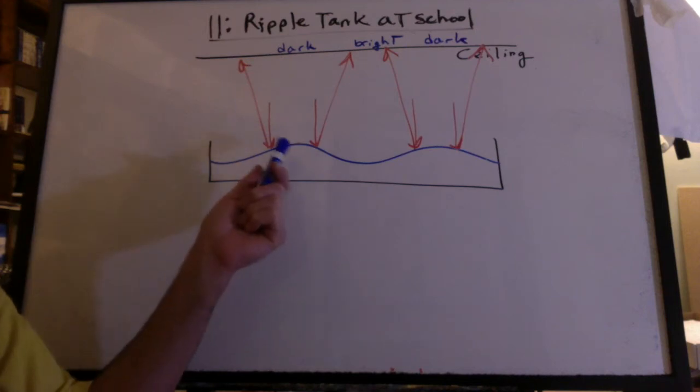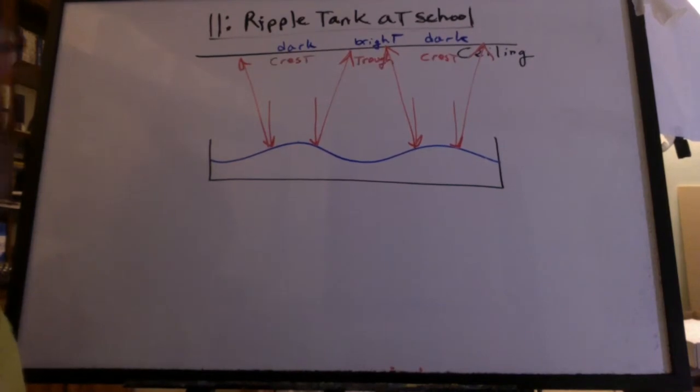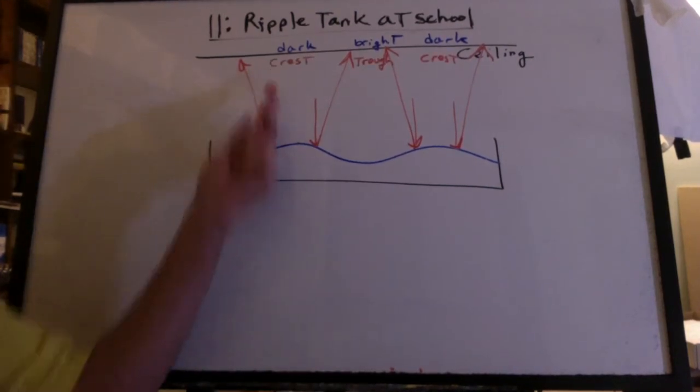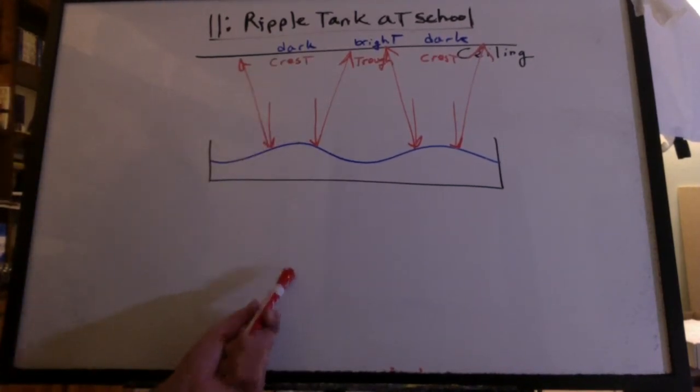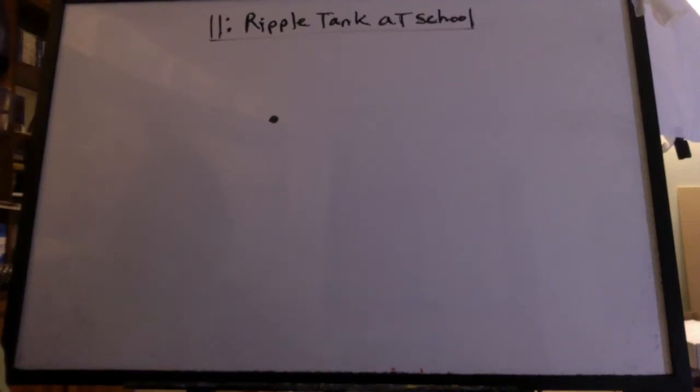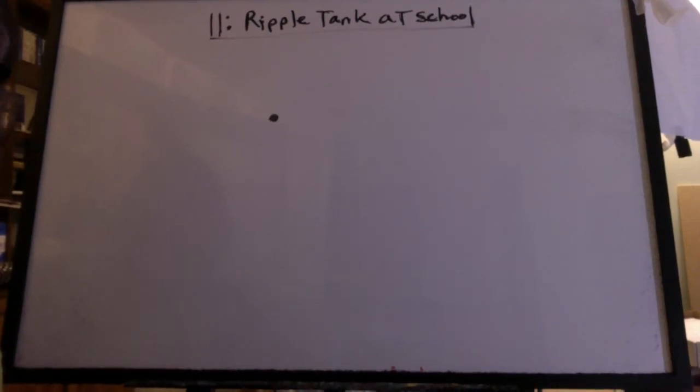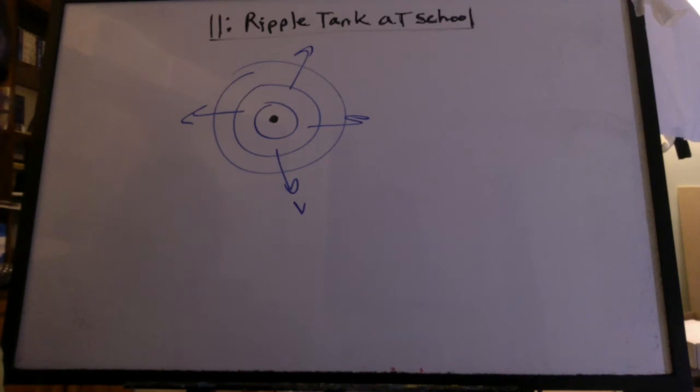You should be able to see this in your house when you shine a flashlight onto a tray of water. So it's the exact opposite of what we saw shining through onto the paper. So what did we see when I put my finger in the water? We saw the waves spreading out in a circle in all directions. This is called a point source.